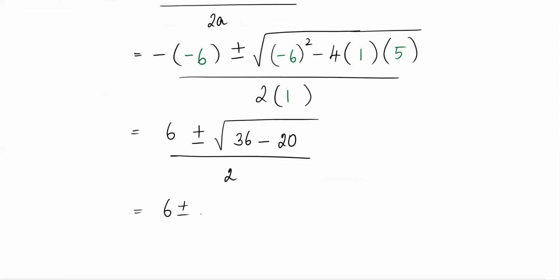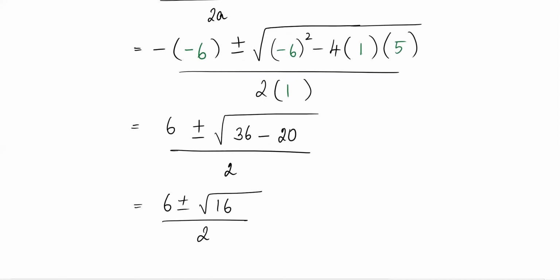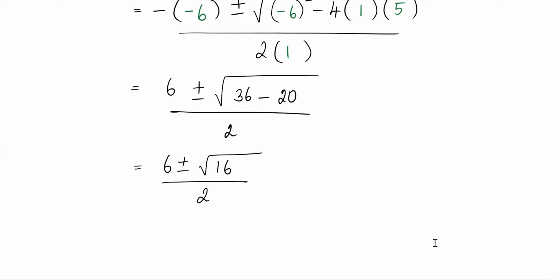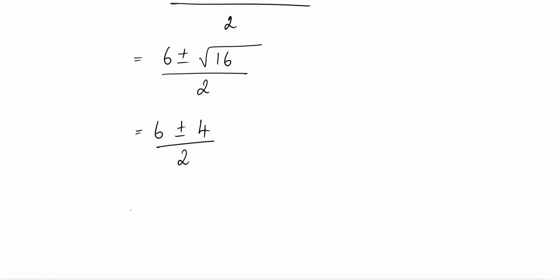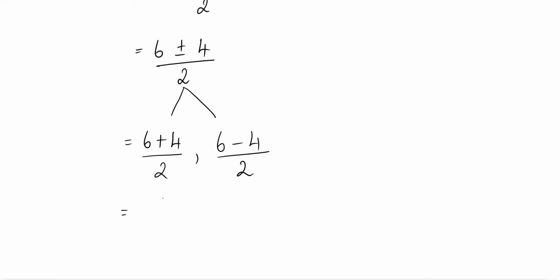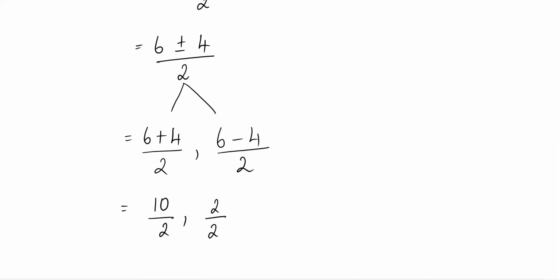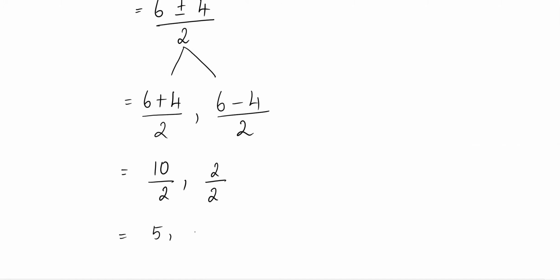So that's 6 plus or minus square root of 16 over 2. And we need more room there. Okay, so we have 6 plus or minus square root of 16 is 4 all over 2. And here's a dilemma as to what to do with the 4. Do we add or do we subtract it? So we split the answer into two parts. So 6 plus 4 over 2, 6 minus 4 over 2. That gives us 6 plus 4 is 10 over 2. 6 minus 4 is 2 over 2. And that gives you 5 and 1.